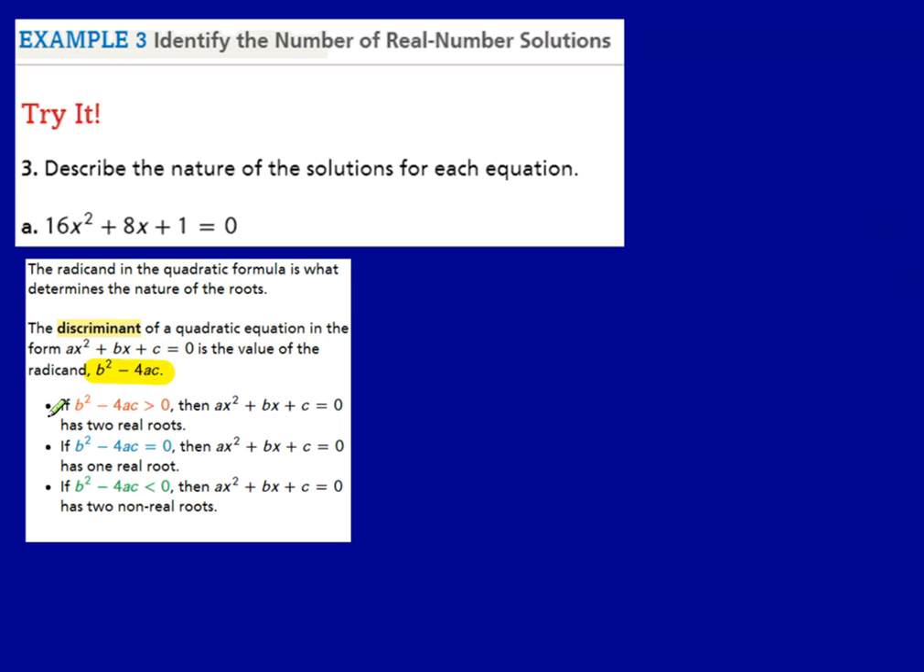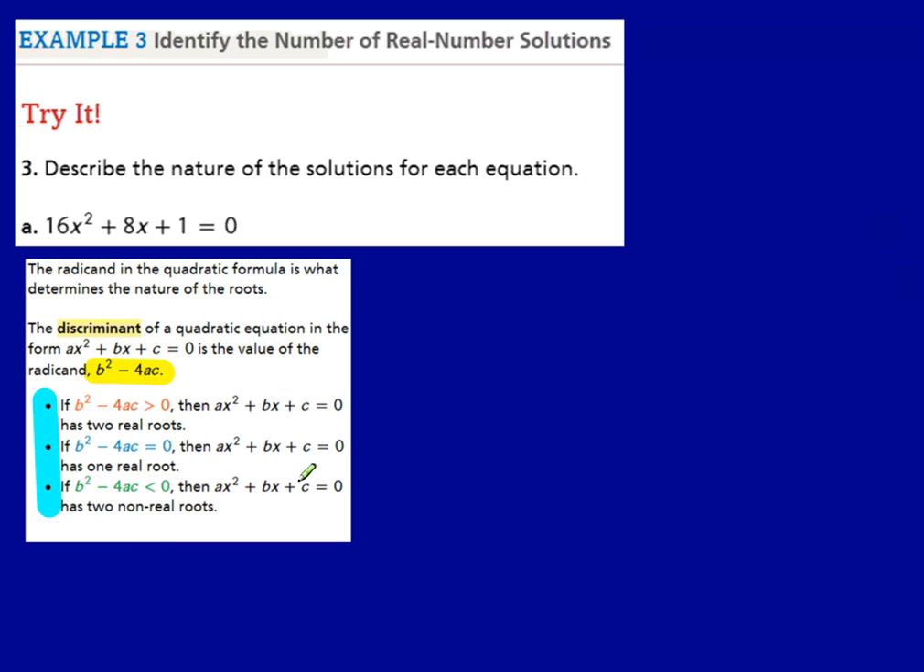If you do not do anything else, other than the problems I'm doing, write those 3 points down. If b squared minus 4ac is positive, if it's bigger than 0, then it has 2 real roots. If b squared minus 4ac equals 0, it has 1 real root. And if it's less than 0, it's going to have 2 non-real roots or imaginary roots, because we'll be taking the square root of a negative number. Therefore, we're going to get an imaginary or a complex number.